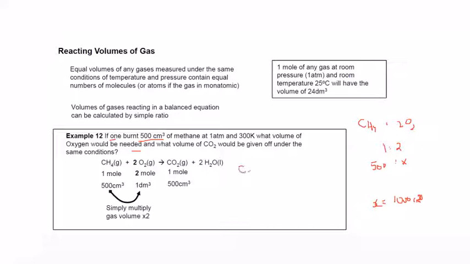How much carbon dioxide is there? So the simplest ratio between methane and carbon dioxide is 1:1. So 500 cm cube will be x, cross multiply. So x is equal to 500 cm cube. So we'll get the same amount of carbon dioxide. Is it clear, this example? Any doubt in this?